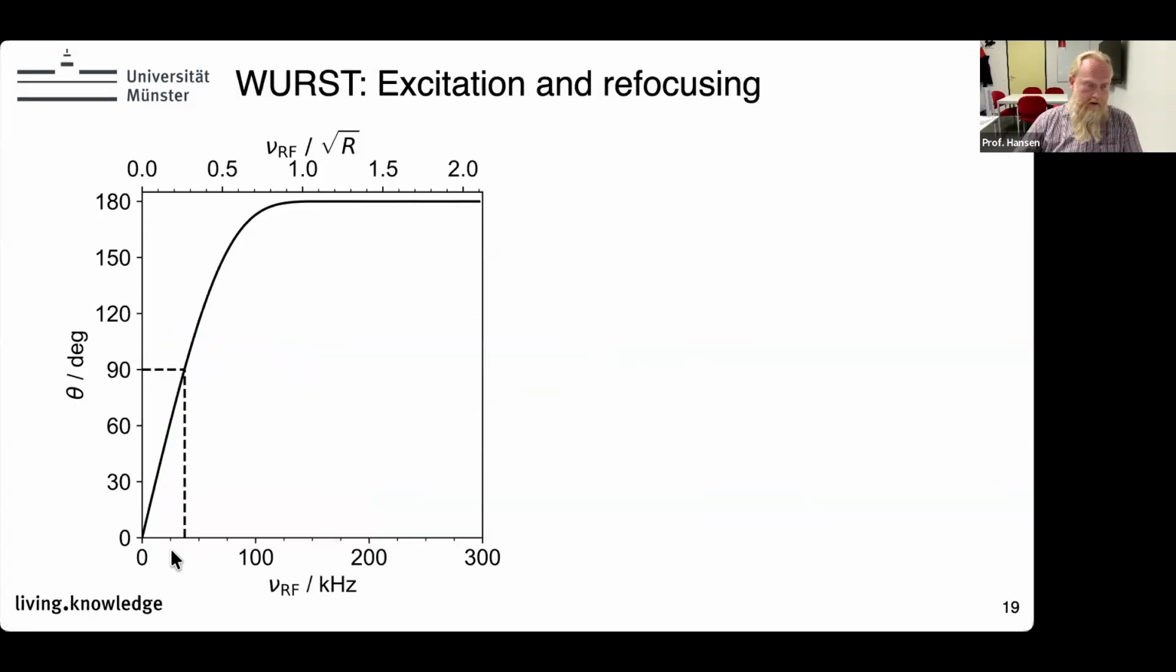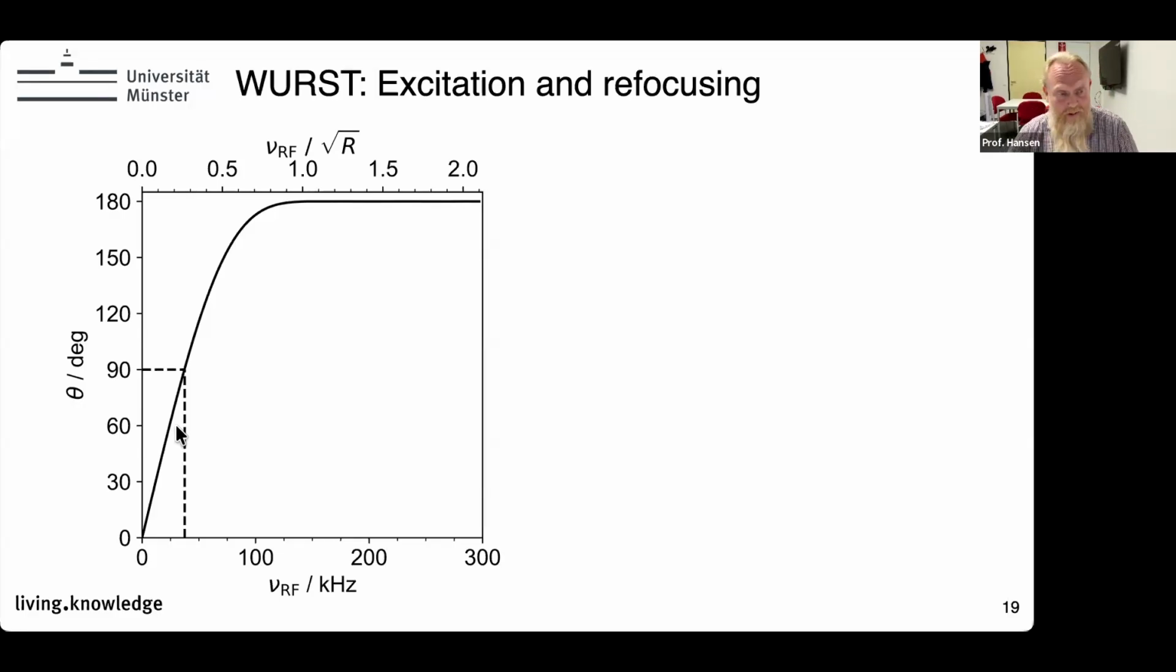So now here is plotted the RF strength in kilohertz against the actual flip angle and the intensity, just a single orientation on resonance. And you can see here that the 90-degree flip angle corresponds to the prefactor here, which is 0.26. This is exactly what you will read off up around here. It also shows you the advantage of linear excitation.